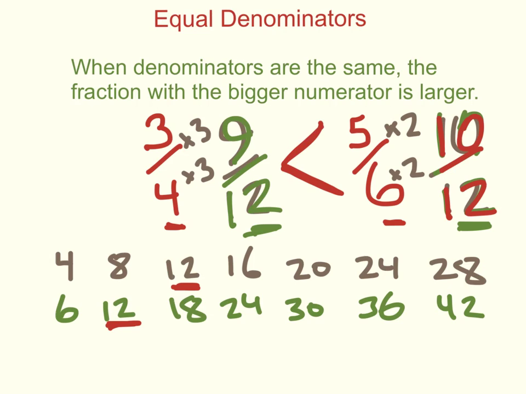So that means if we look at our original fractions, and I'll write them here in blue, that means that 3/4 is less than 5/6. And that's how you can use equivalent fractions to find equal denominators and then compare fractions.